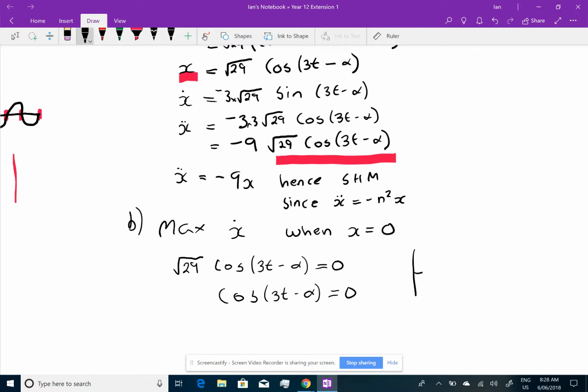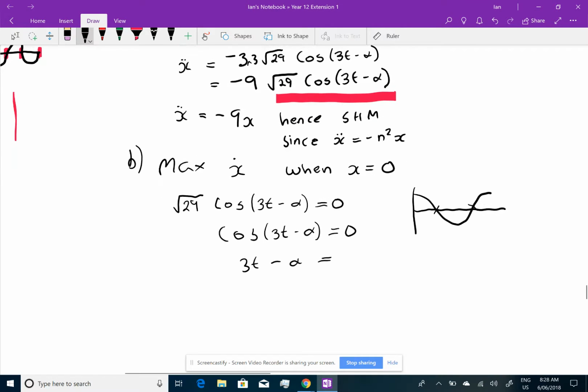Now the cos curve goes like this. I'm going to get a 0 there, I'm going to get a 0 there, and it's going to continue. So 3t minus alpha is going to equal 0 at these points. Well, that's pi on 2. And that's 3 pi on 2. And it's going to repeat. And because we're only finding the maximum speed, we only need one of these.